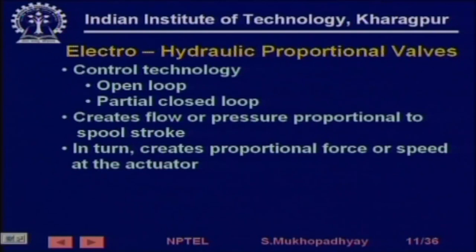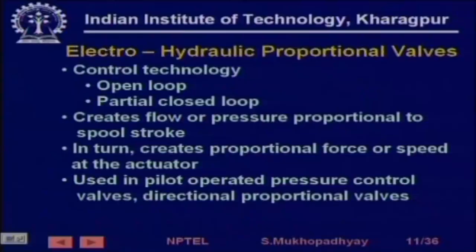So the structure is the same. It creates flow or pressure proportional to spool stroke. So the flow or pressure will be proportional to the motion of the spool, and this will in turn create proportional force or speed at the actuator, depending on what the actuator is. Let us consider a linear actuator at this point of time.